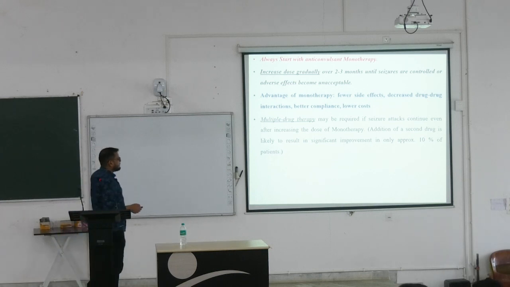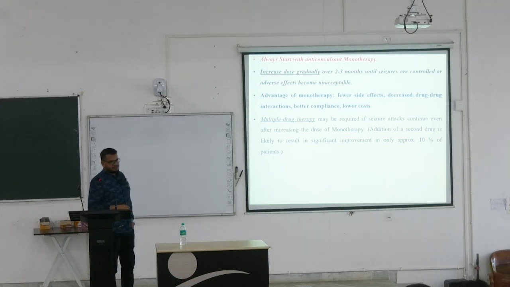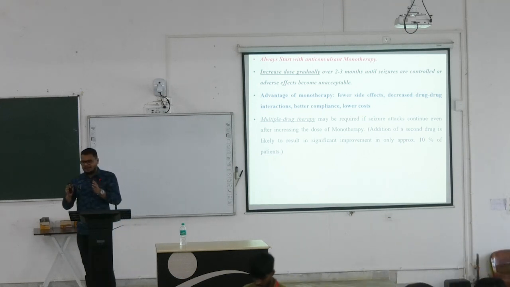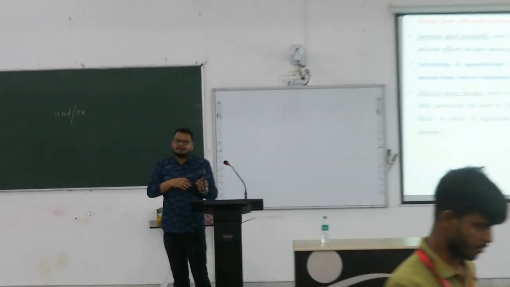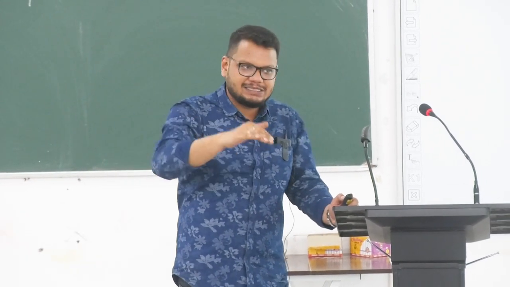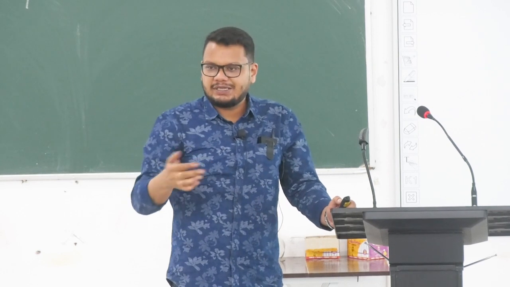Multiple drug therapy may be required if seizure attacks continue even after increasing the monotherapy. So you start with a single drug and slowly increase the dose, but the patient is still coming to your chamber and telling that still I am having seizure attacks. So after you reach the maximum dose of monotherapy, you add on, you start the adjuvant, newer drugs. Phenytoin, you start with the low dose, go to higher dose, still the person is having seizures. Now you start adding gabapentin or topiramate or vigabatrin, drugs like that.